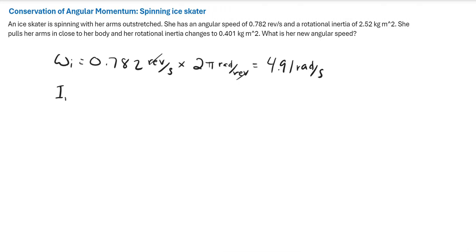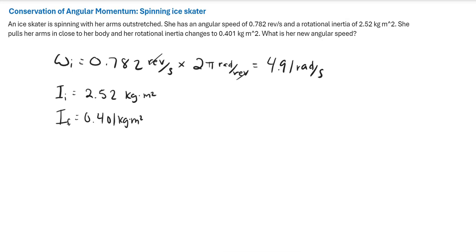Okay, and so we also have the initial rotational inertia. So that's I initial, and that's 2.52 kilograms times meters squared. And then they also give us the final rotational inertia, and that is 0.401 kilograms times meters squared. And so we want to find the final angular speed in radians per second.